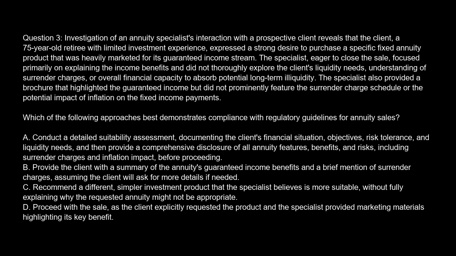Option B. Provide the client with a summary of the annuity's guaranteed income benefits and a brief mention of surrender charges, assuming the client will ask for more details if needed. Option C. Recommend a different, simpler investment product that the specialist believes is more suitable, without fully explaining why the requested annuity might not be appropriate. Option D. Proceed with the sale, as the client explicitly requested the product and the specialist provided marketing materials highlighting its key benefit.